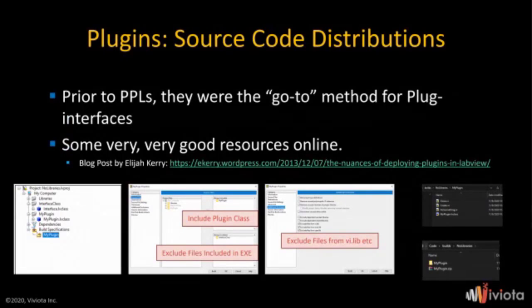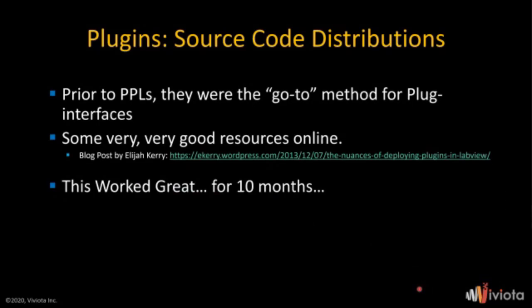So we opted for kind of the older method of plugins, which are source code distributions. So the idea is that you create a distribution of source code, you include the specific plugin that you're working with, you exclude the interface classes. There's a couple good blog posts and a couple good white papers on how to make this work. You end up deploying, on disk, what looks like a folder with VIs in it, and you create a zip file. In theory, it's very easy, very straightforward, and for us, it worked for about 10 to 12 months.